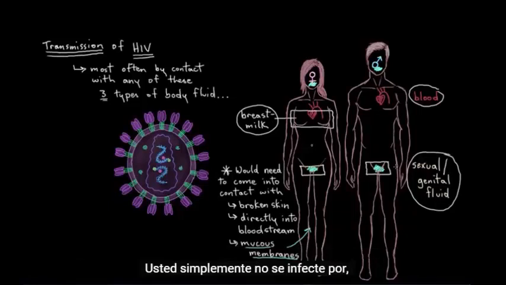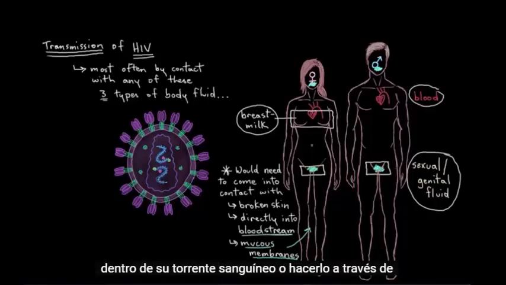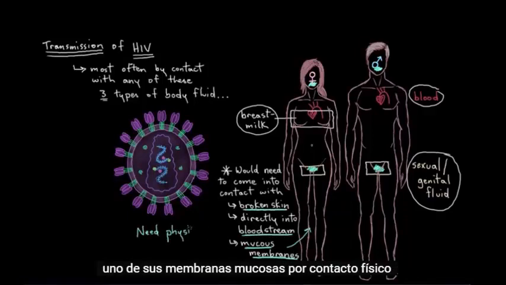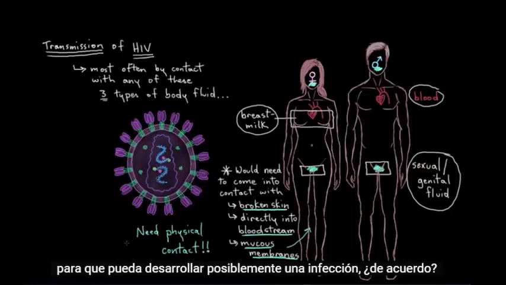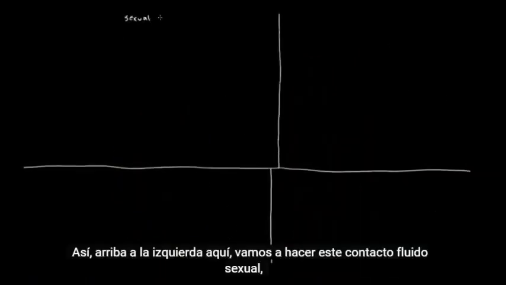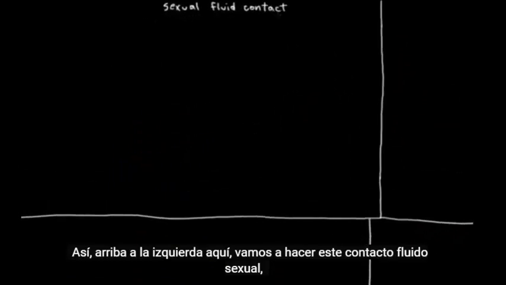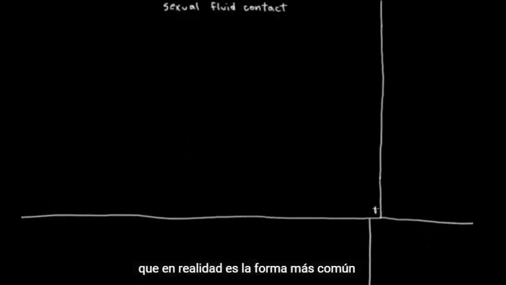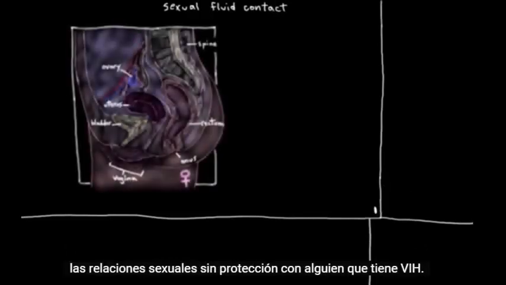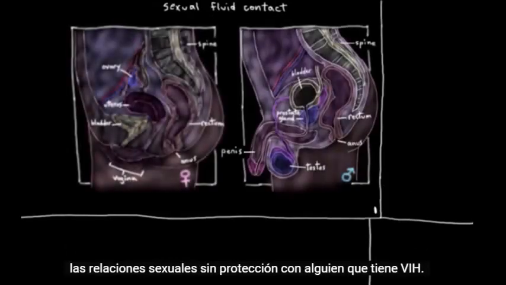You won't just become infected by, say, just looking at these fluids or just being near them or anything like that. One of these fluids would have to make it inside your bloodstream or make it through one of your mucous membranes by physical contact for you to possibly develop an infection, okay? So top left up here, we'll make this sexual fluid contact, which is actually the most common way that HIV is spread, typically when having unprotected sexual intercourse with someone who has HIV.